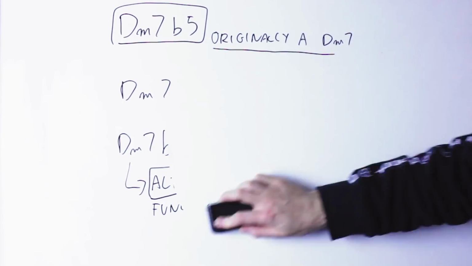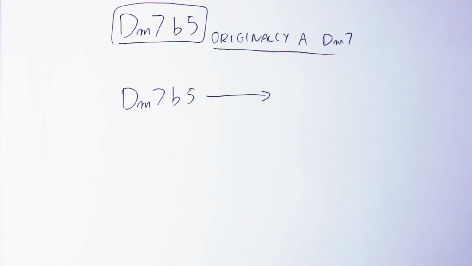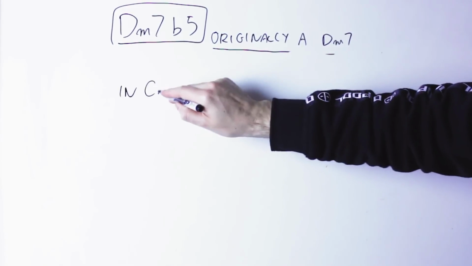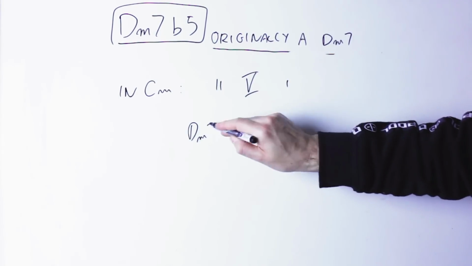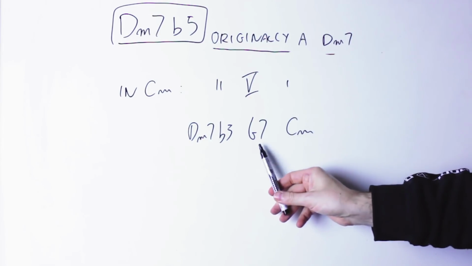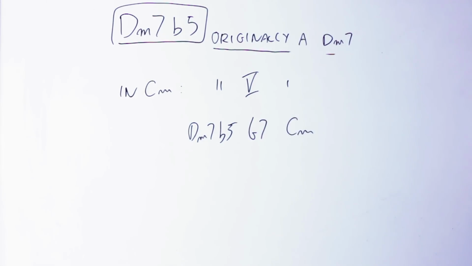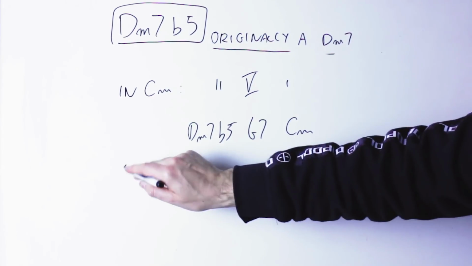So the D minor 7th flat 5, just like the D minor 7, will resolve to either G or G minor or G dominant 7 or another chord that has G as the root. For instance, if we are in the key of C minor, D minor 7 flat 5 is actually the second chord and of course tends to resolve to G7. It's not the only possible resolution, but it's the main resolution of this chord. And of course, this chord can be used in major too.